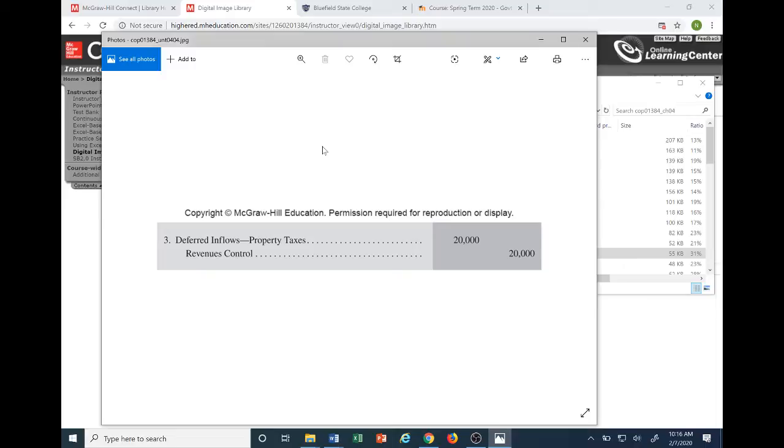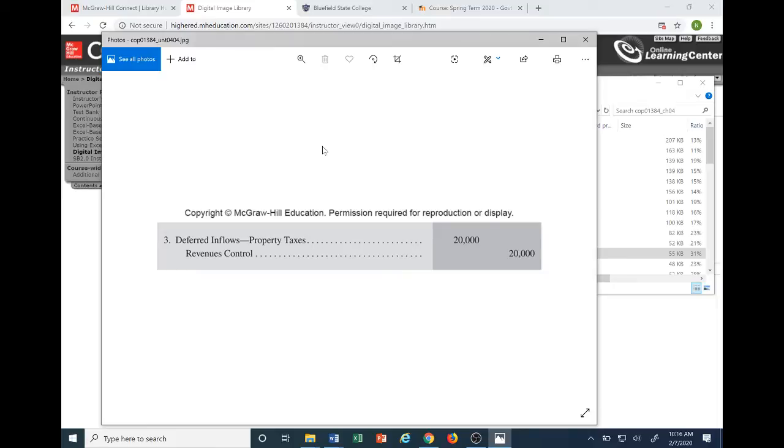So now this year, we have to count it as revenue, right? Because we know we're going to collect it after the 60 days, but now we're in the next year. So now we have to count it as revenue again. Therefore, now we're debiting deferred inflows property taxes, and then crediting it back to revenue. So we're just reversing it again, just like encumbrances. It's just easy. Just don't think too much into it, okay?